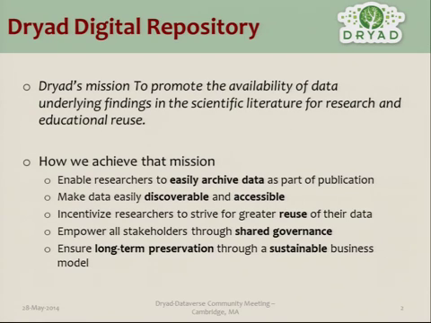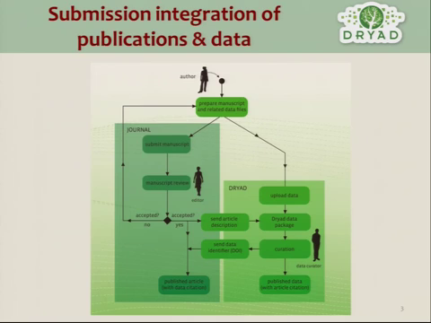So how we achieve that mission is to enable researchers to easily archive data, to make it easily discoverable and accessible, to incentivize researchers to strive for greater reuse, to empower stakeholders to share governance of an organization, so a repository that's used by many different publishers and journals and societies, and to ensure long-term preservation through a sustainable business model. Many of the special repositories that exist in the academic space struggle with those last two bullet items in particular. So just a few points about how it works, and then I want to speak mostly about the considerations behind this metaphor of publication with respect to data, which I think is where there's a lot of interesting meat.